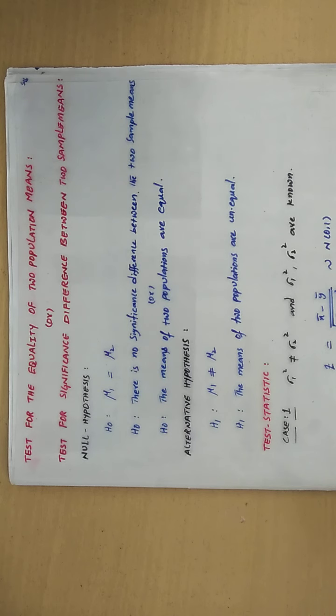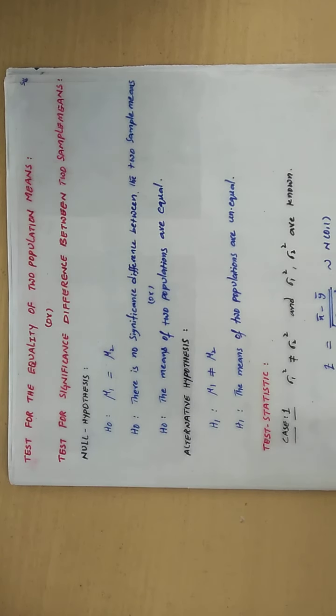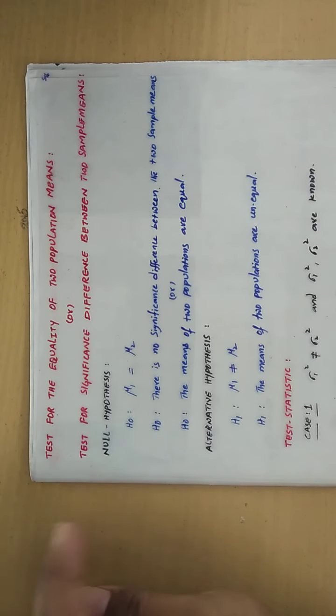Now we go for the second small sample test. What is that? The test for equality of two population means. The testing procedure is the same just like the large sample test. Only thing is the formula will change. You need to remember that. Okay. So what is that?